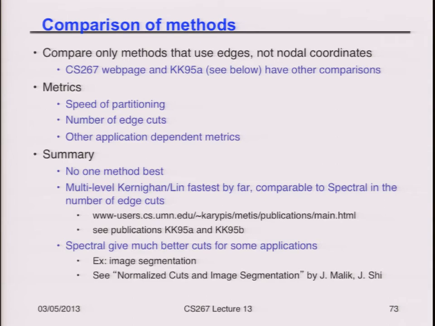So let me give you some comparison data on a big set of not so big graphs. What are the metrics of success? One of them is how long it takes, obviously. Another is how many edges they cut at the end, the fewer the better. And then there may be other application-dependent metrics. For example, we'll see spectral bisection is much slower, but people in image segmentation like it. So that's a separate kind of metric. There's no one best method, which is why all these packages exist. But we'll see that multi-level Kernighan-Lin is much faster than the multi-level spectral. And there's a paper by Jitendra Malik which explains why that's the case.